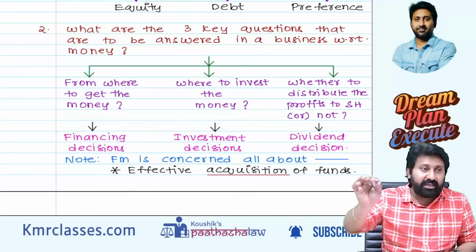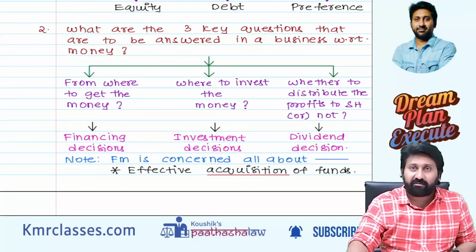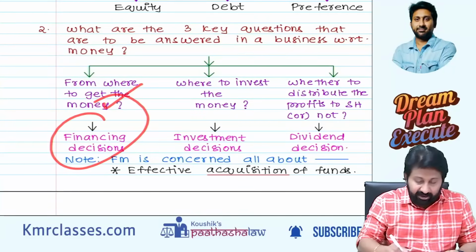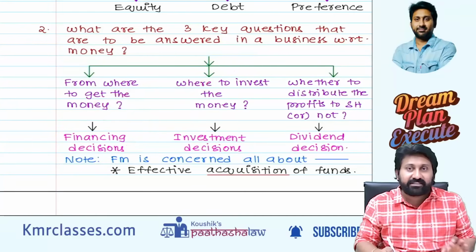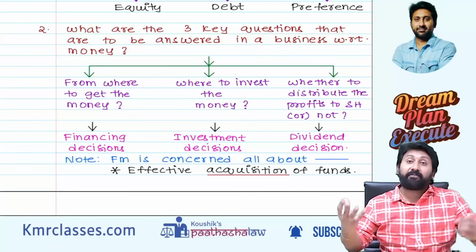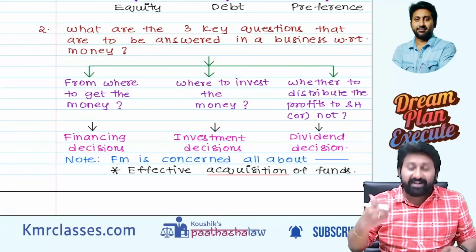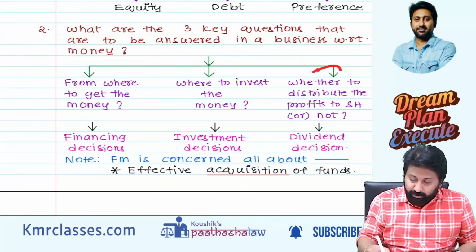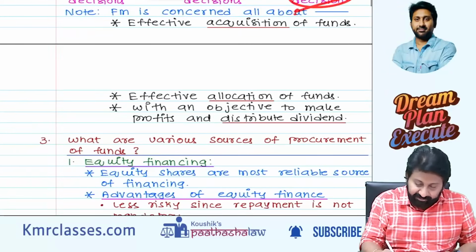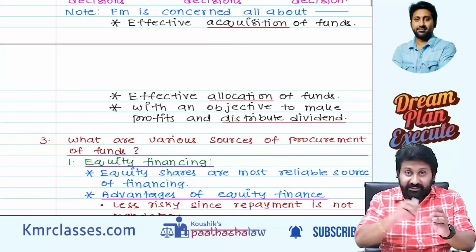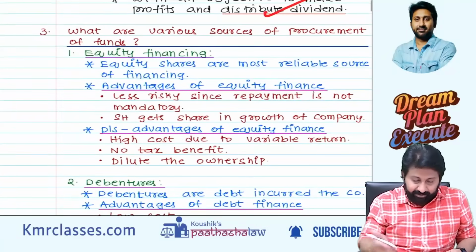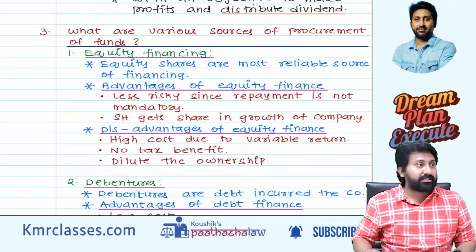With respect to money in a business, there are three questions that are required to be answered. What are those three? From where to get the money? Financing. From where to put the money, or where to invest the money? Investment decision. After financing and investing, profits will be made. That is called the dividend decision. So whether to distribute or not, dividend decision. So FM is concerned all about acquisition of funds, after acquisition allocation in the assets, and after that distribute the dividend.